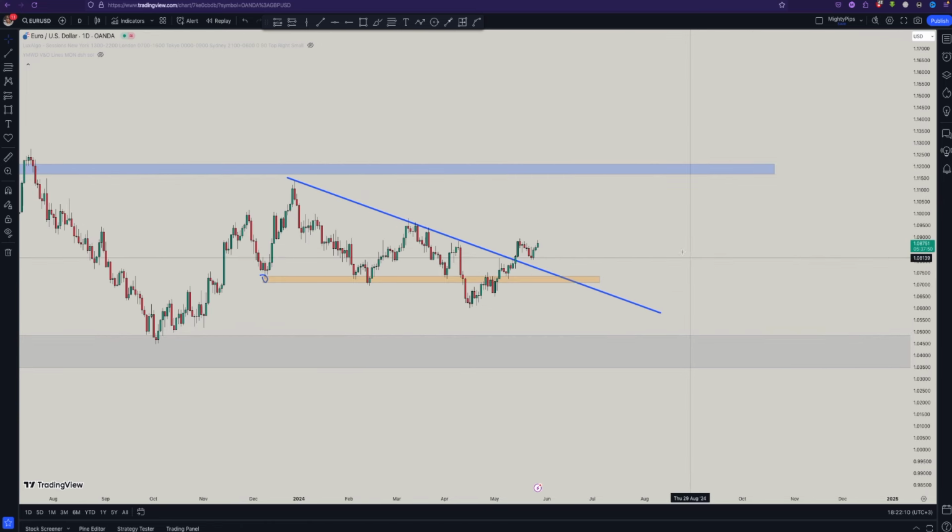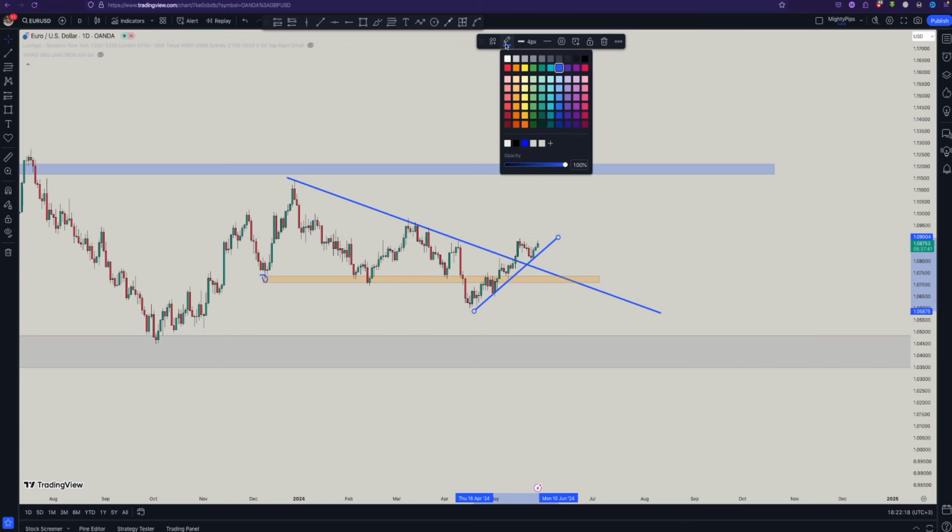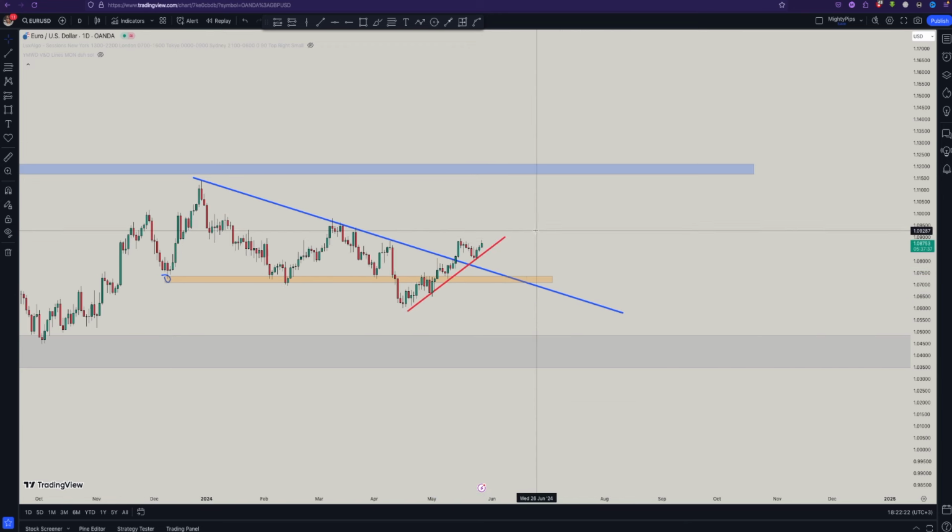Okay, so the next thing you want to do here is look at whether you can have a trend line. On the daily chart, we can also see that there is a small trend going to the upside here. We can change this color to red to denote the daily time frame.